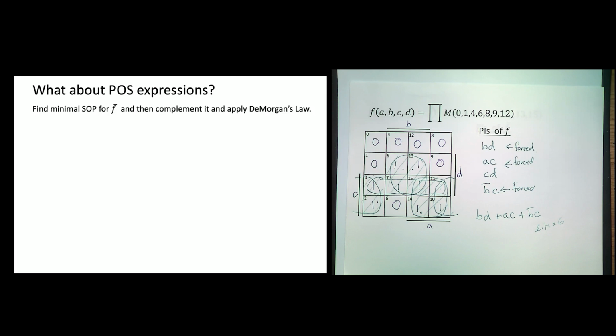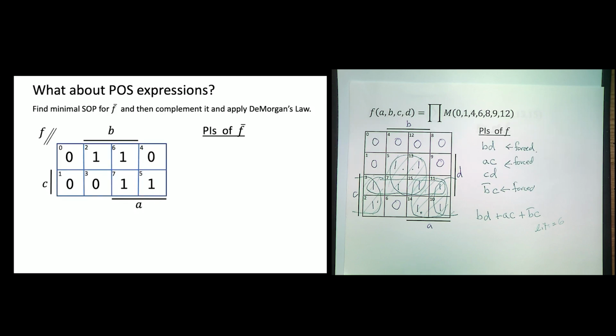Okay, so the idea here is that to find a product of sums expression, we're going to look for a sum of products for the complement of the function. And then at the end, we're going to apply De Morgan's law because we want something for the original function. And when you take the complement of a sum of products, you get a product of sums. Okay.